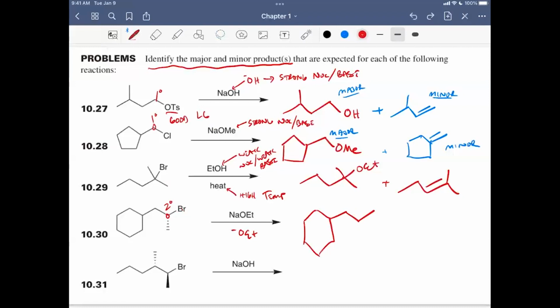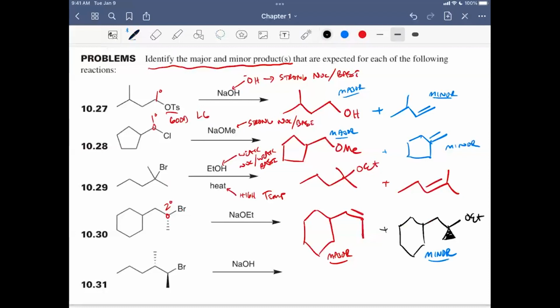So you can also show this as something like that. That helps you understand. And that methyl group is no longer a wedge or dash because it's not a chiral center anymore. So that's the major product, if I want to keep doing major and minor. The minor product will be an SN2 product, so you'd have a wedge on the side and it'd be OEt. So that'd be the minor.